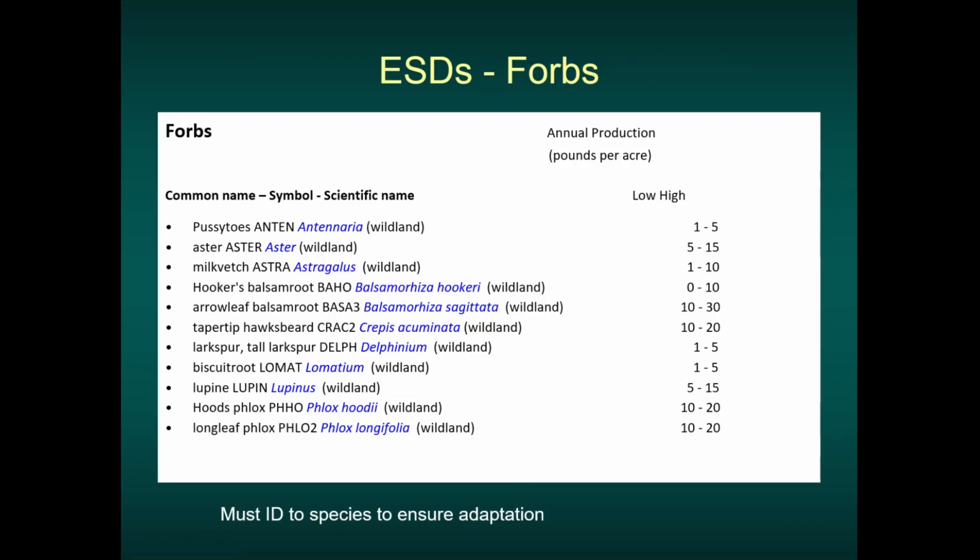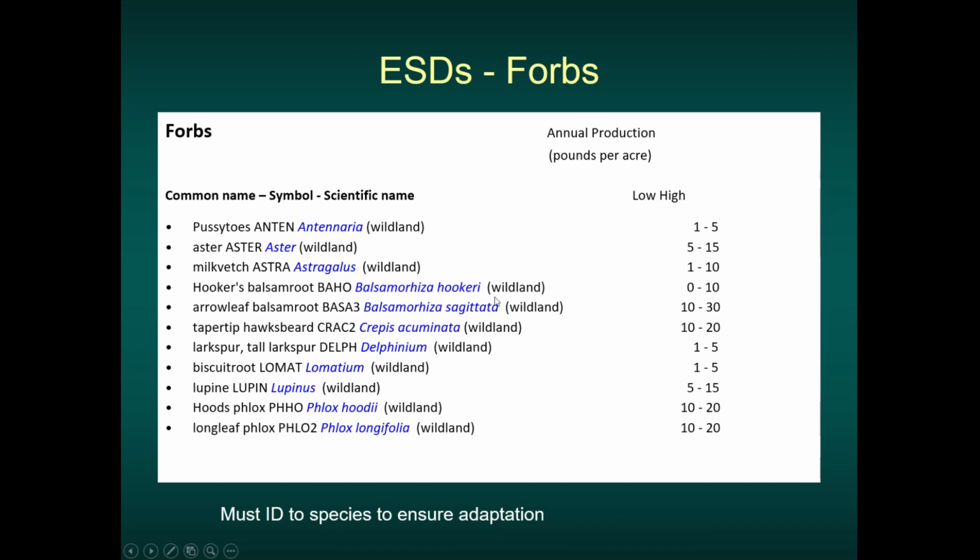Then we go to the forbs. And so you see, again, this is pounds of production. None of them are terribly prevalent at the site. You've got a good diversity. But let's go through these a little bit. So we've got pussytoes, an aster, milkvetch, a couple different balsamroot species, tapertip hawksbeard, larkspur, biscuitroot, lupines, hood's phlox, and longleaf phlox.